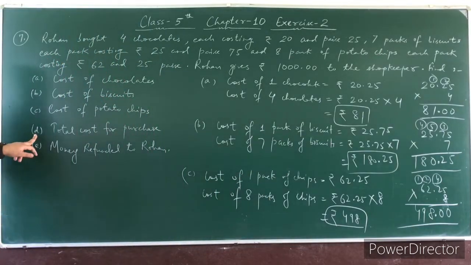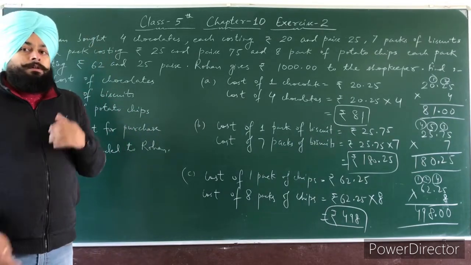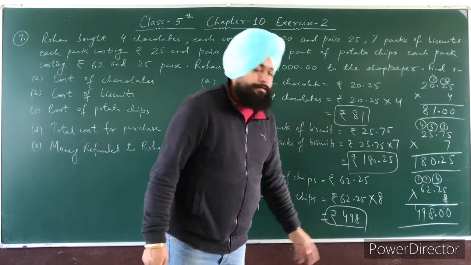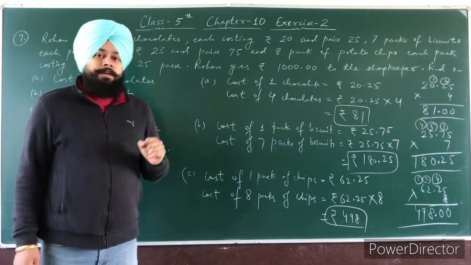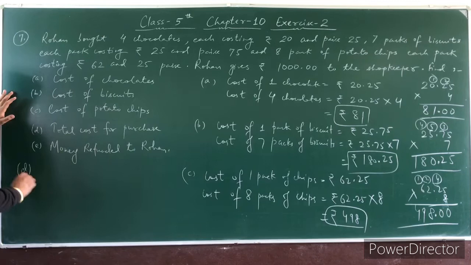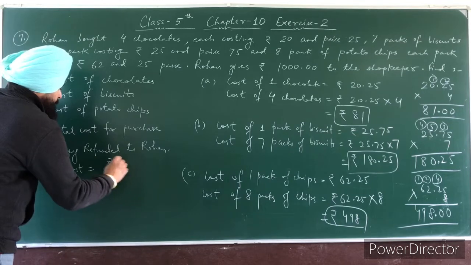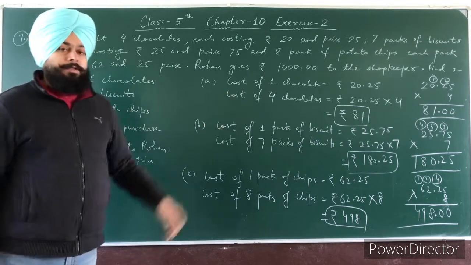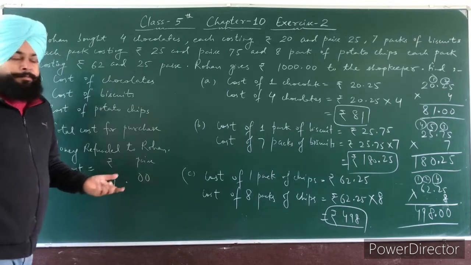Now the next, in D part, you will find the total cost for the purchase, total cost. So the total cost for all three. So you will add this 81, 180.25 and rupees 498. Okay? That means the total cost of the three items that he purchased, you will add all three. So right here, D part, total cost. Rupees, and right here paise. So what is the cost of 4 chocolates? Total cost of 4 chocolates is rupees 81. And how many paise? 0 paise.